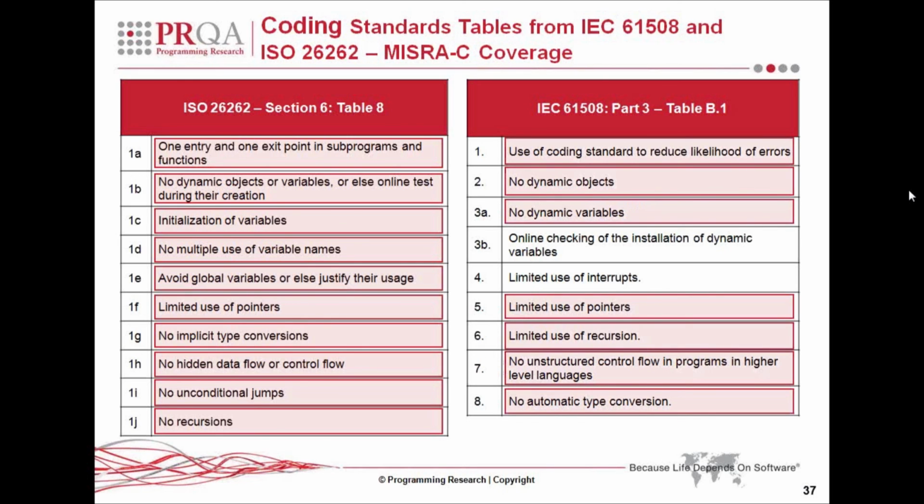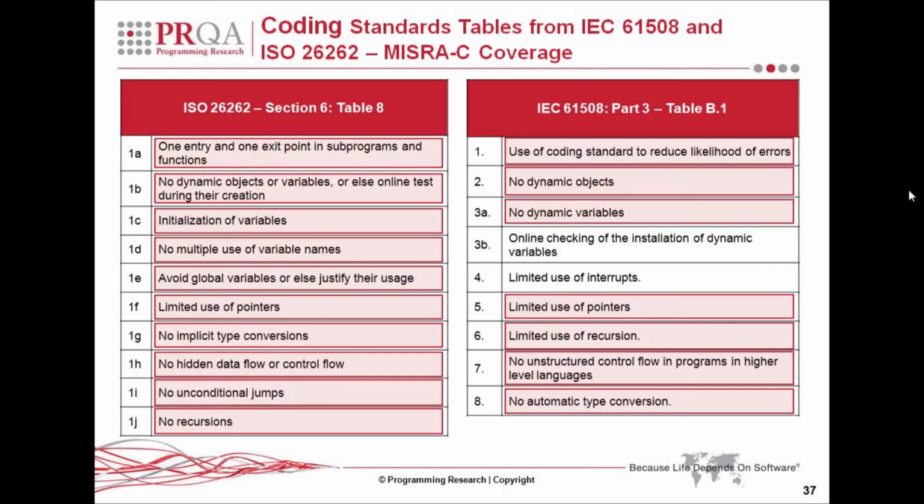And for the IEC 61508, which is a generic standard not specifically automotive, MISRA-C does cover the majority of these again. You'll see 3B here is the online checking of installation of dynamic variables. Online checking. Some of it could be done by static analysis with data flow, but this is really pointing towards dynamic analysis. And again here, this limited use of interrupts. This is hardware and runtime behavior, not really a static analysis tool.